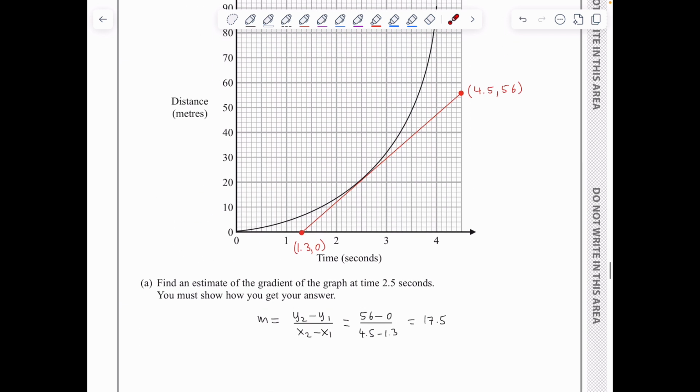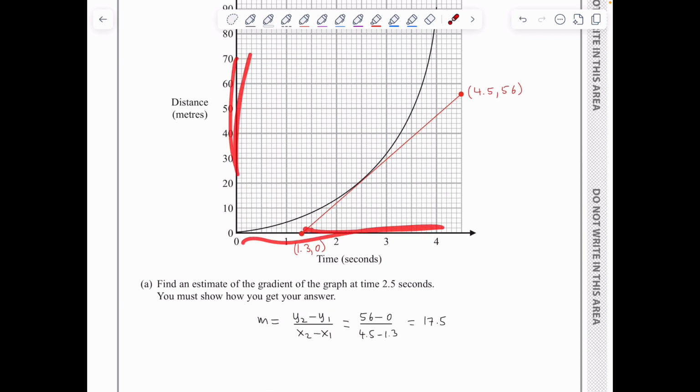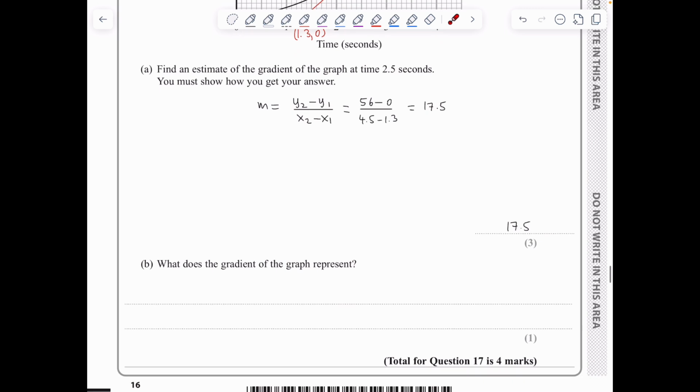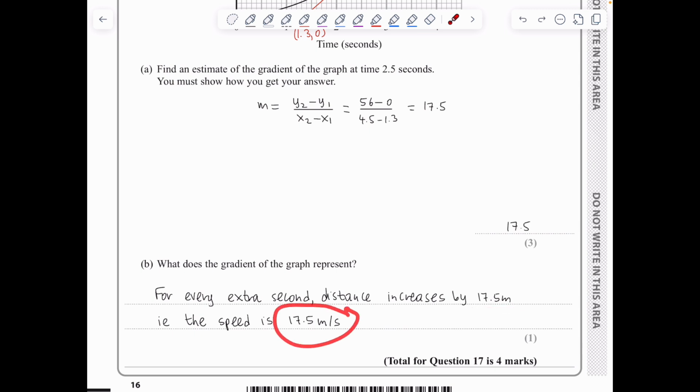Well, recall that this is a distance time graph, so the gradient is the rate of change of distance with respect to time. So we can see that for every extra second, the distance increased by 17.5, which simply means that the speed is 17.5 meters per second.